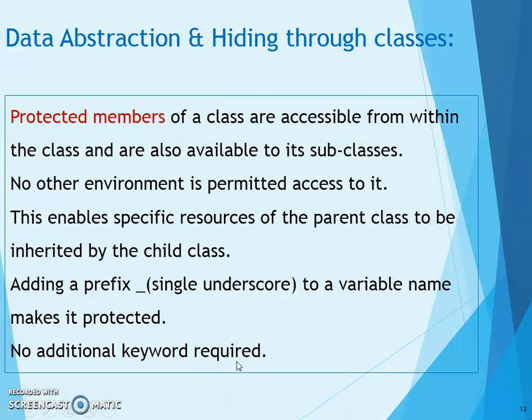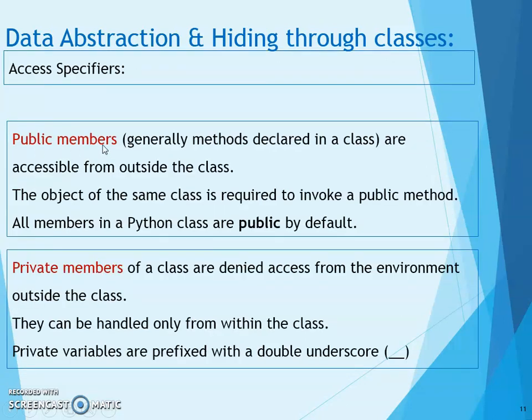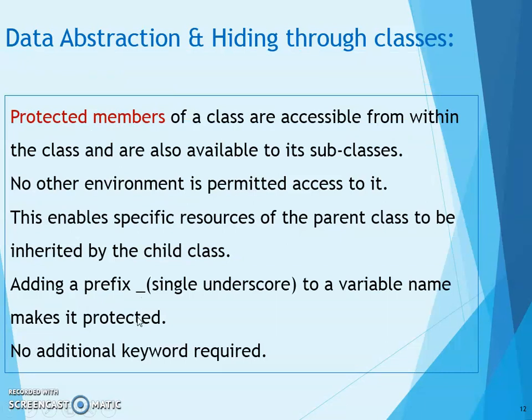So if a variable or member is not prefixed by any underscore, then it is called a public member. If it is prefixed by a double underscore, then we are defining a private member, and if it is prefixed by a single underscore, then it is a protected member. So these three access specifiers are used for the data abstraction and data hiding property of object-oriented programming.